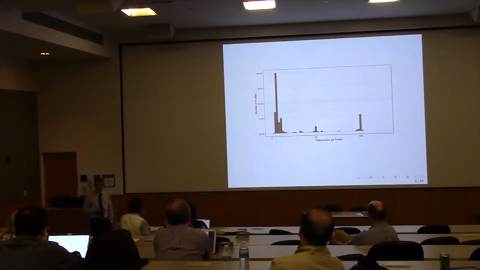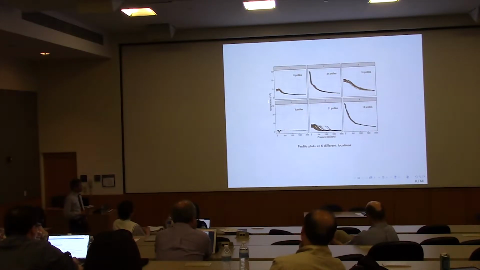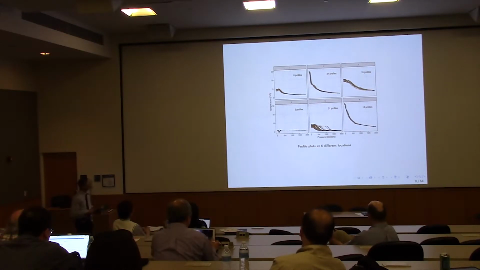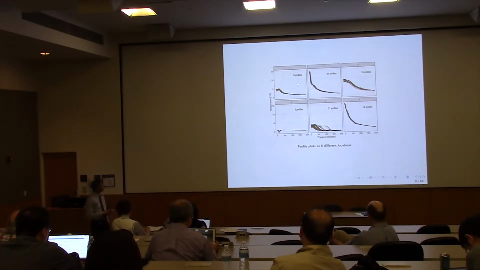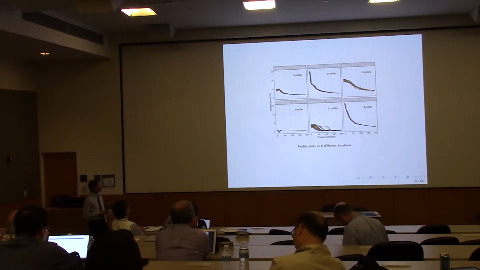This is a histogram of the number of observations in every profile, and as you can see, the mode is around 50 or 60. Now, here's a picture of plots of temperature versus depth at 6 different locations. At every location, the plots are the profiles collected during the past 10 years or so.